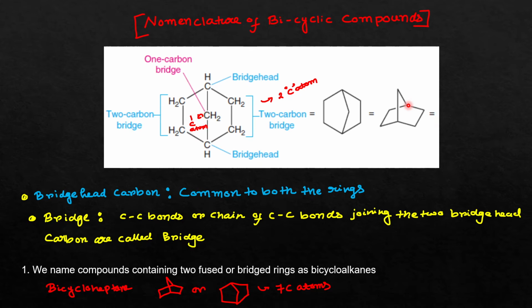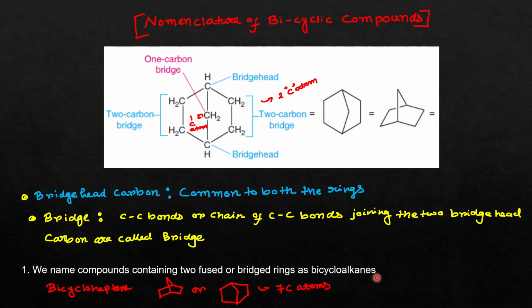So how should we write the nomenclature of these types of bicyclic compounds? That is the million-dollar question. Okay, so we name a compound containing two fused or bridged rings as a bicycloalkane. As it is a bicyclic compound, you have to write bicycloalkane. Here in this case, there are a total of 7 carbon atoms, so you will write bicycloheptane, because it has 7 carbon atoms. But wait, this is not the complete nomenclature of this bicyclic compound. There is something more to it that I will discuss in the next slide.